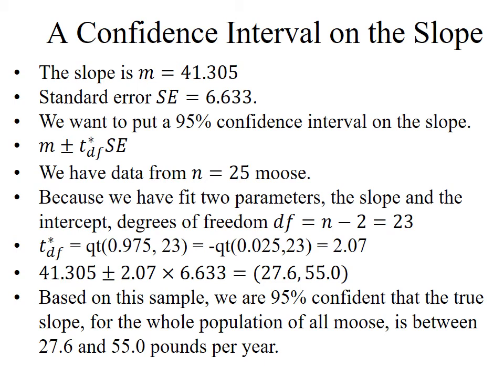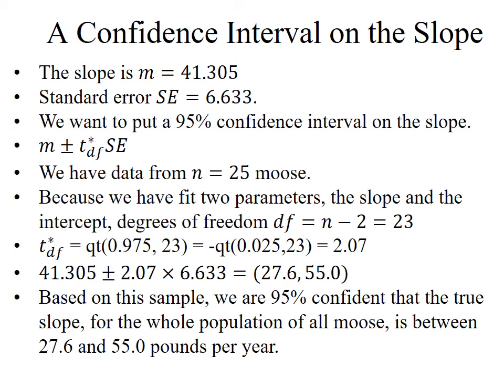So I go to R and I do qt of 0.975, comma 23, or negative qt of 0.025, comma 23. Both cases leaving 5% in the tails, 2.5% in the left tail, 2.5% in the right tail, 95% of the stuff in the middle. I get a t critical value of 2.07. And so if we multiply that by our standard error of 6.633, that gives me my margin of error. So the confidence interval will be 41.305 plus or minus 2.07 times 6.633, and that gives us a range from 27.6 to 55.0. This is interesting.